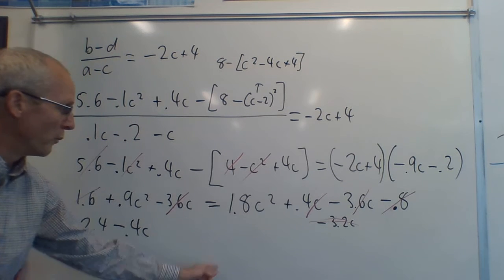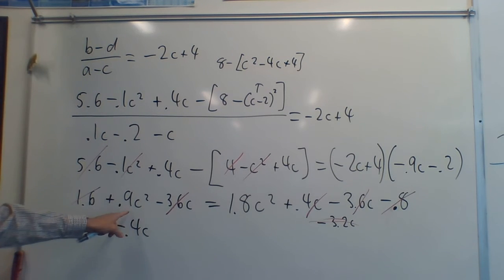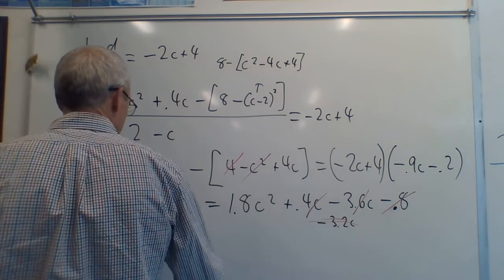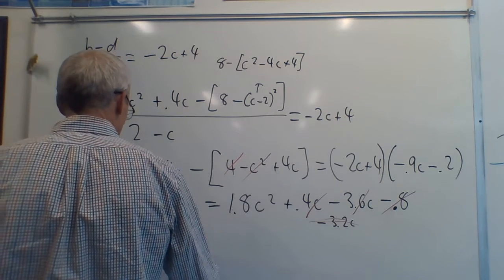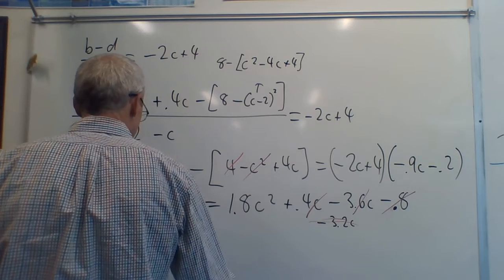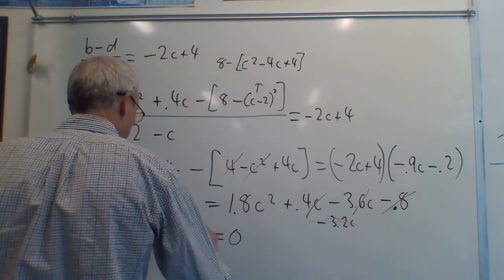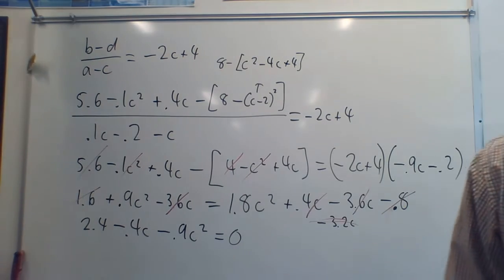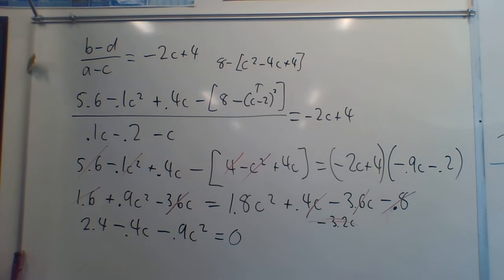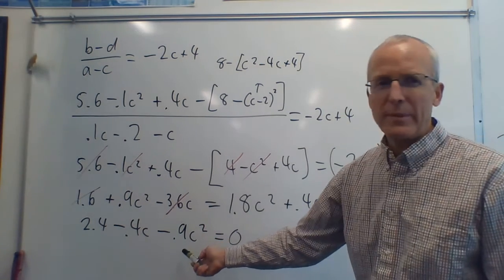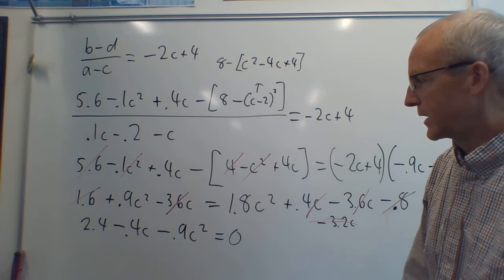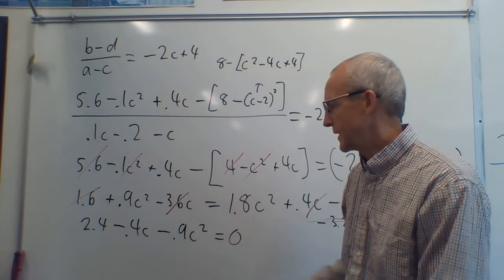And now we have, subtract that. 0.9 minus 1.8 is negative 0.9 c squared. And that's equal to 0. Is that what I got before? 0.4c, yes. Okay, it doesn't really matter, but it's nice to have a positive c squared.